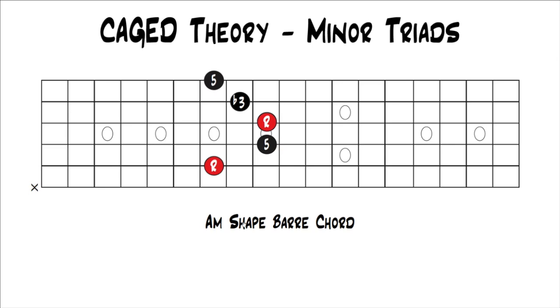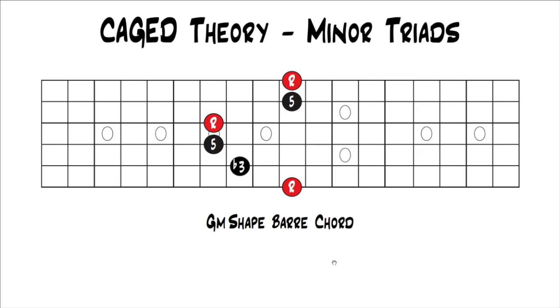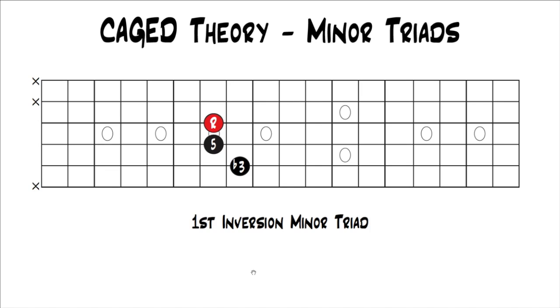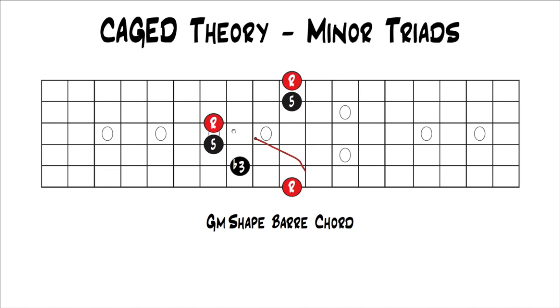So within this A minor shape, you have a triad right here, which is second inversion. And you have a triad right here, which is root position. So within this A minor shape, you have a triad here and a triad here. So now we're on to the G minor shape. You can probably already see that right here is a root position triad. And right here is a first inversion triad. So within this G minor shape, you have one right here and one right here.